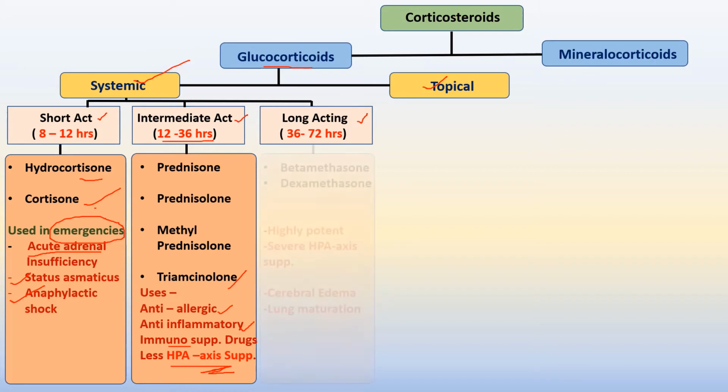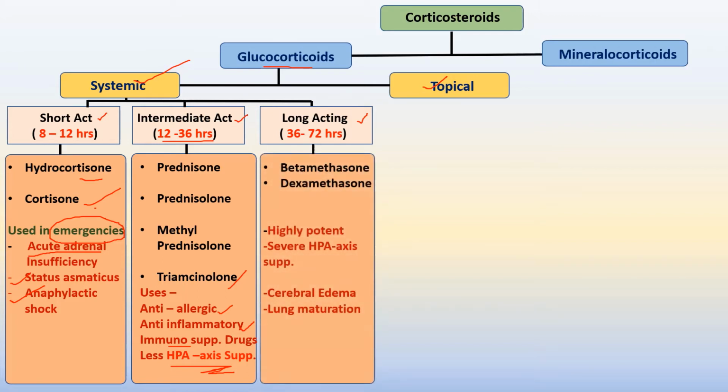Next is the long-acting glucocorticoids. The drugs coming under this category are betamethasone, dexamethasone. These are long-acting and have highly potent anti-inflammatory and immunosuppressive effect, but they have no mineralocorticoid activity. They cause severe HPA axis suppression and these drugs are used to promote lung maturation in fetus when premature delivery is anticipated.